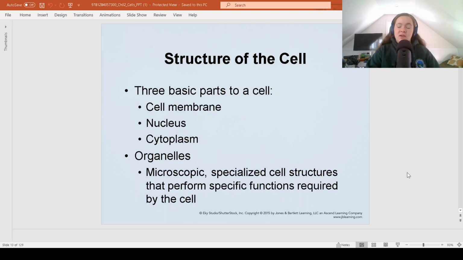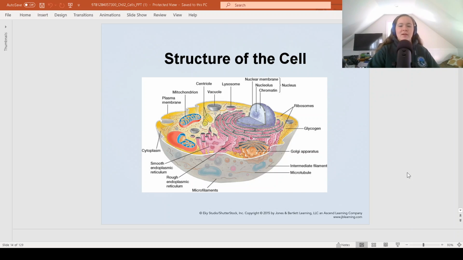3 basic parts of a cell are the cell membrane, the nucleus, and cytoplasm. We have its organelles, which are microscopic, specialized structures that perform the functions that are required by the cell. Here we have a diagram.